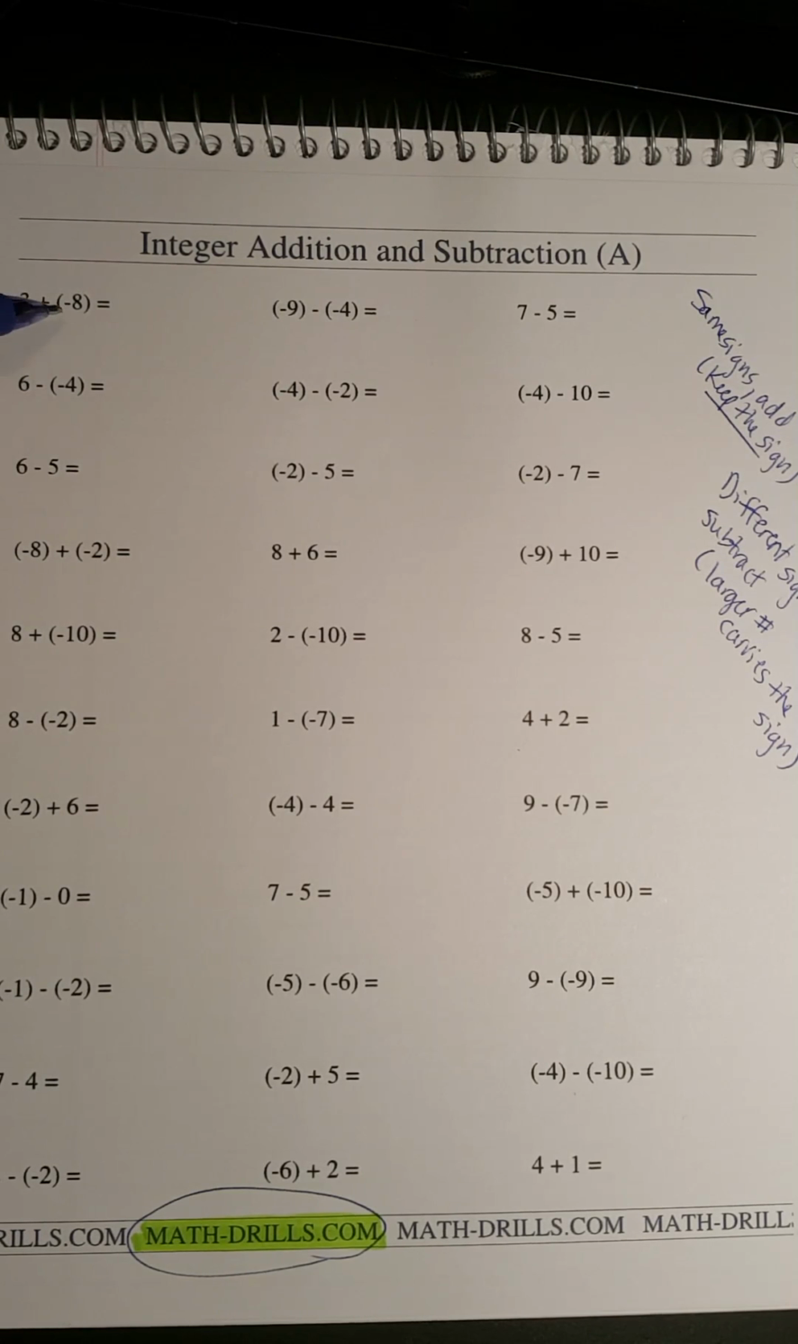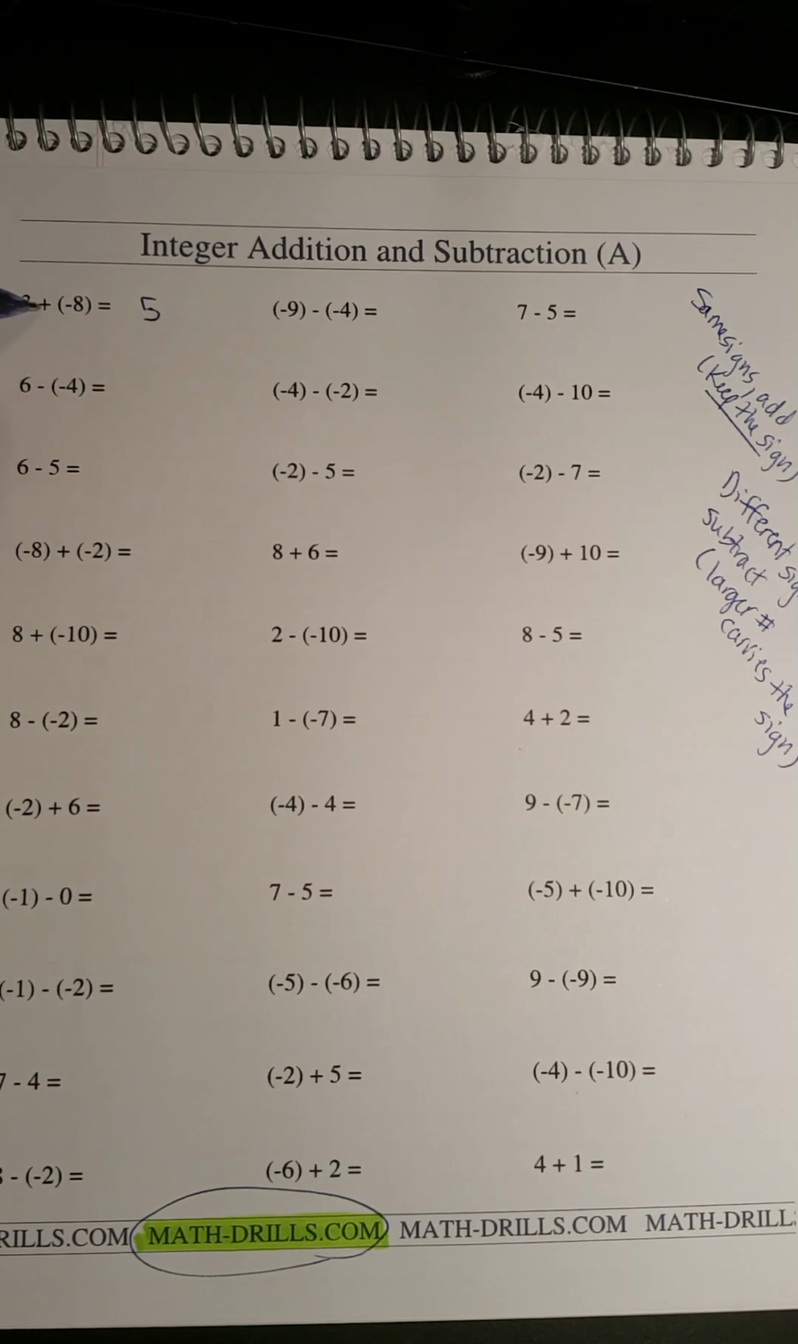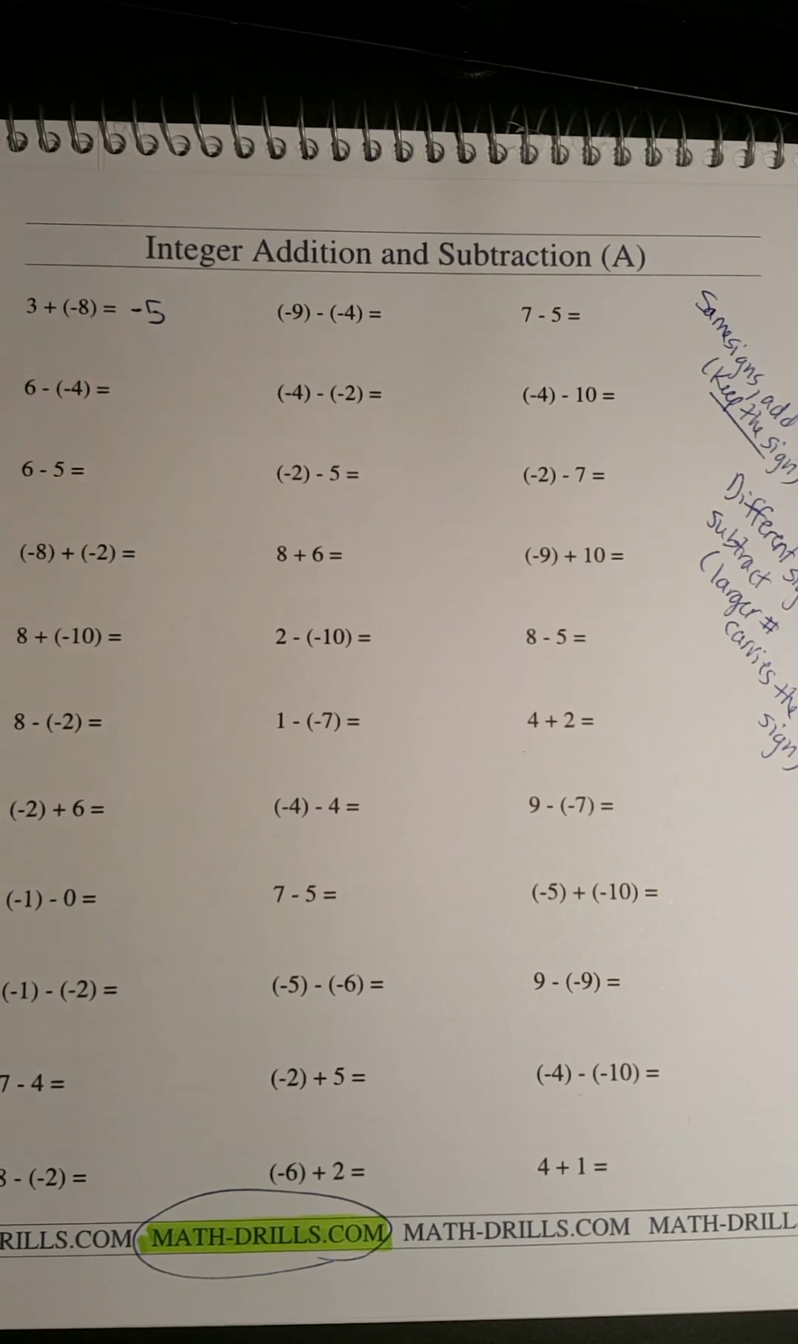So I have a positive number and a negative number. So they're different signs. I have to subtract them. So the difference between 8 and 3 is 5. And 8 is bigger, so it's a negative 5. Okay. The next one. Oh, this is one of those where you can connect. So I have a subtract a negative.